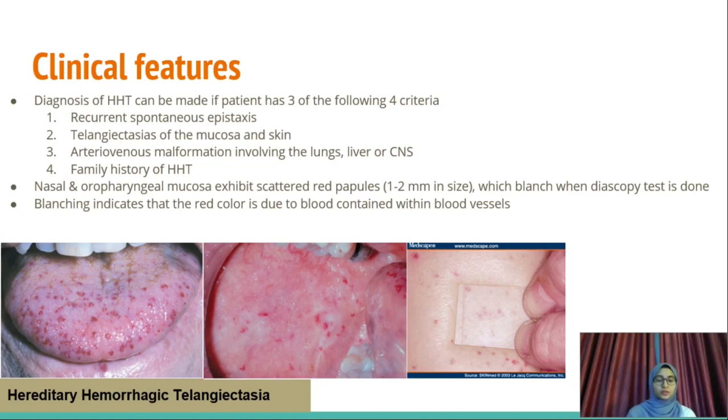Nasal and oropharyngeal mucosa exhibit scattered red papules which blanch when the diascopy test is done. The first and second pictures show the scattered red papules, and the third picture shows the diascopy test being done. Diascopy is a test of blanchability performed by applying pressure with a finger or glass slide and observing for color changes. Lesions such as hereditary hemorrhagic telangiectasia will blanch, indicating that the red color is due to the blood contained within the blood vessels. But if there is no blanching, it indicates that the blood is outside the vessels.